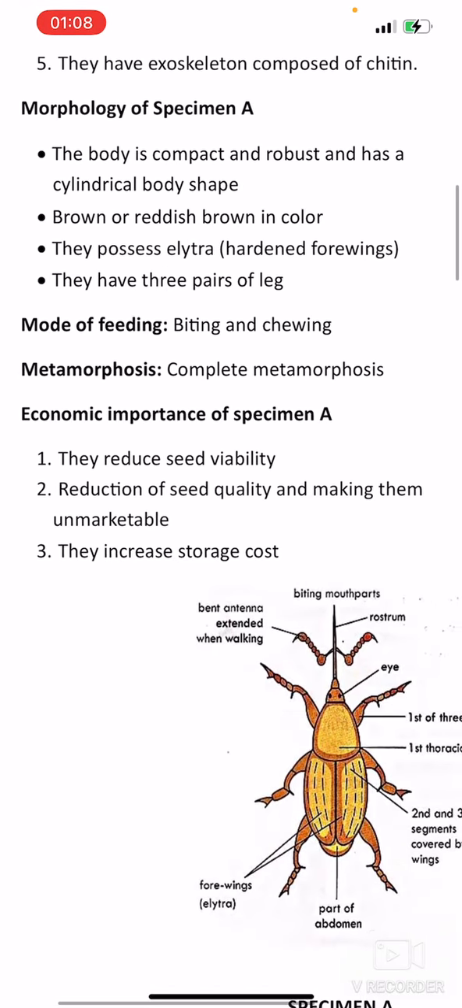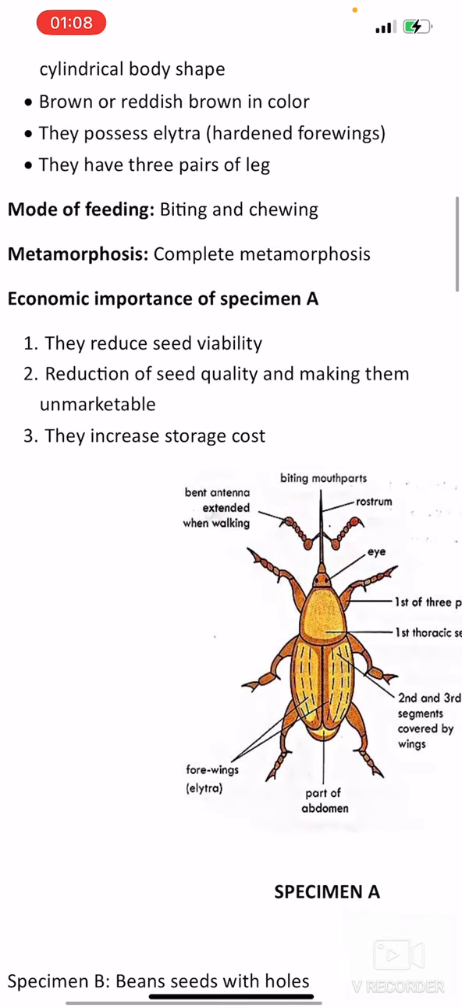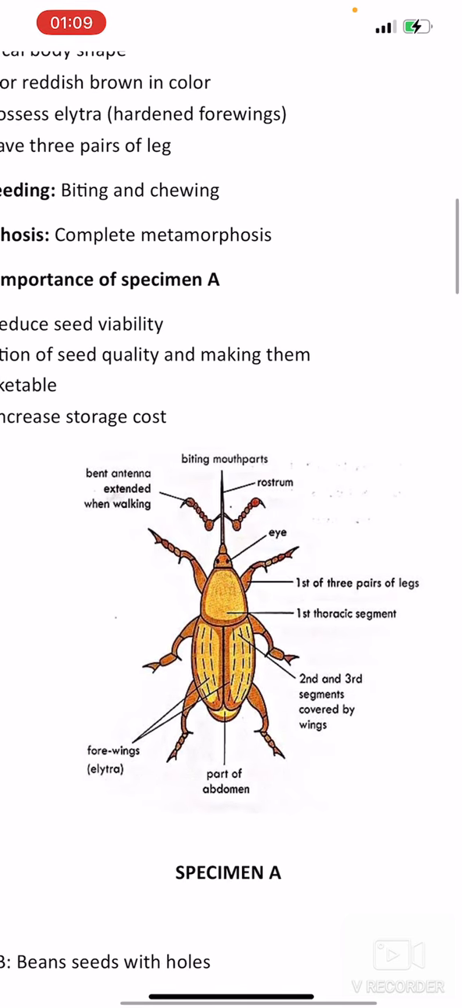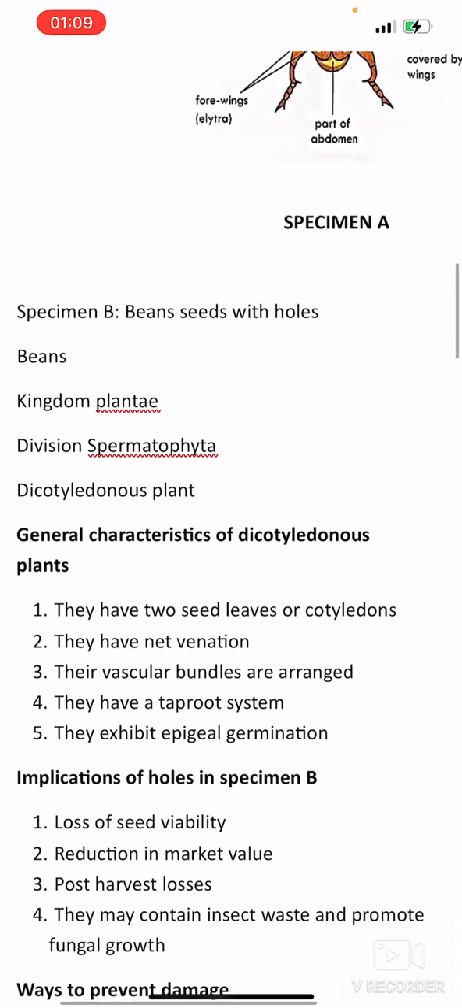Now let's quickly talk about the economic importance of Specimen A. The first thing is that they reduce seed viability, and they cause reduction in seed quality. It makes them unmarketable or unsellable in the market, and they also increase the storage cost. So this is the diagram of Specimen A. You can screenshot this video to look at it. So that's Specimen A.